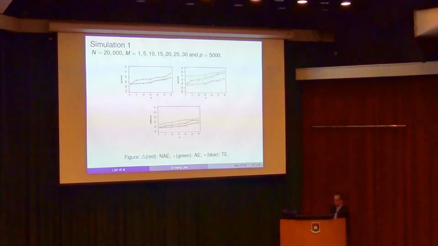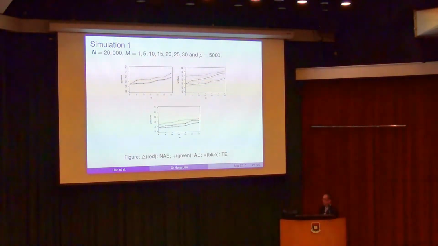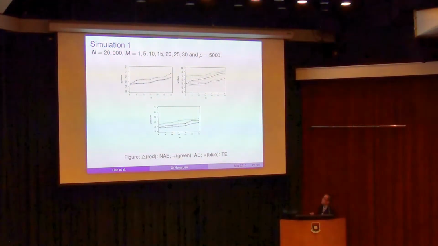So I quickly just go over the simulation result. We choose n equal to 20,000. By modern standard, this is probably non-impressive, but this is the largest I can manage, almost. We choose the number of machines from 1 to 30.